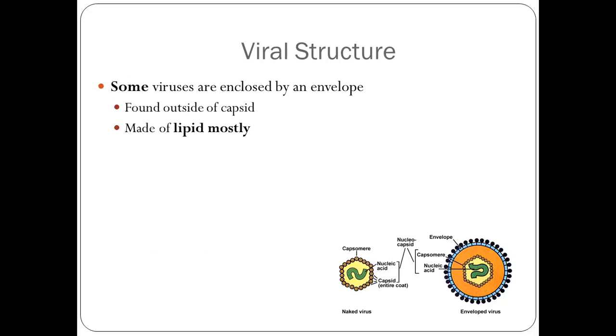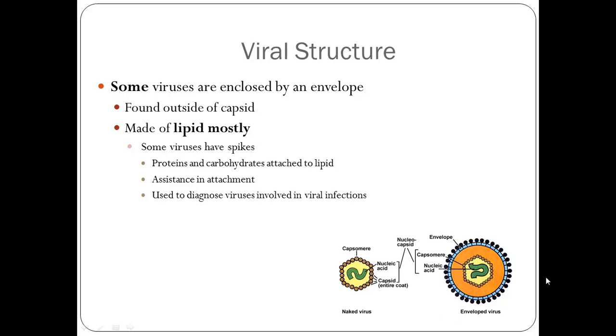Some viruses are enclosed by an envelope. So here you see that you have a capsomere and your nucleic acid, but outside of that capsomere is an envelope. So it's found on the outside of the capsid, and it's made of lipids mostly. Some viruses have spikes. Spikes are protein and carbohydrates attached to lipids, and they assist in attachment. So you see here, this black represents the spikes. The spikes help us to diagnose viruses involved in viral infections. For example, H1N1 or H2N2, that represents the different types of spikes. Examples of animal virions with envelopes are influenza or herpes simplex.